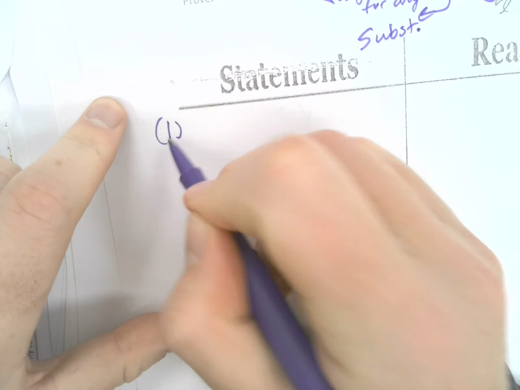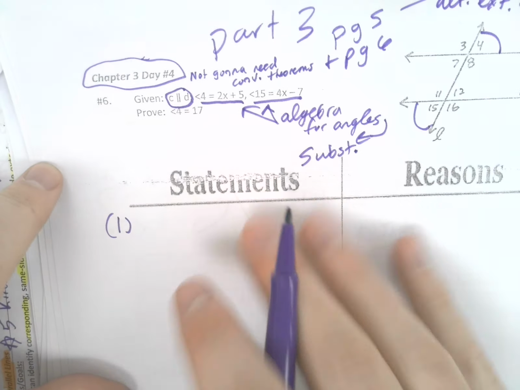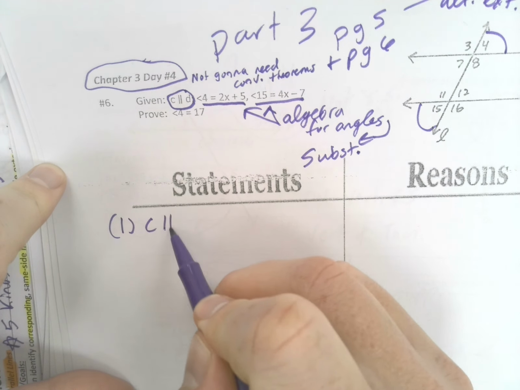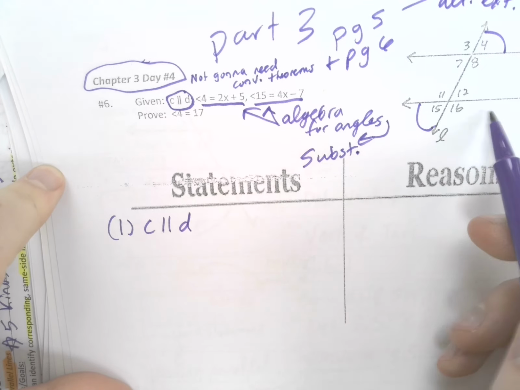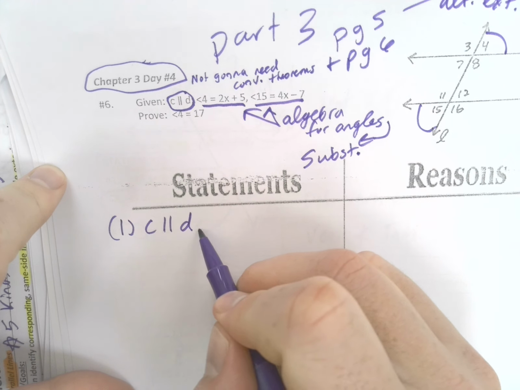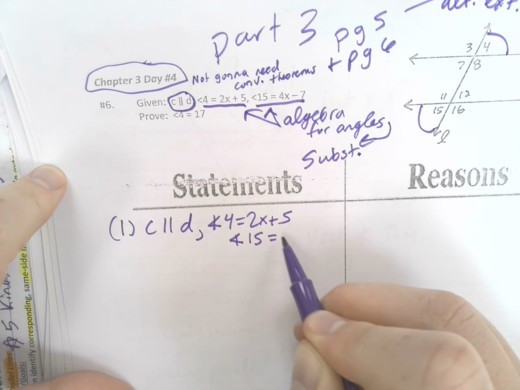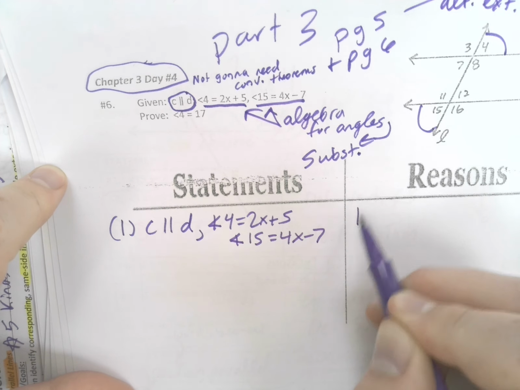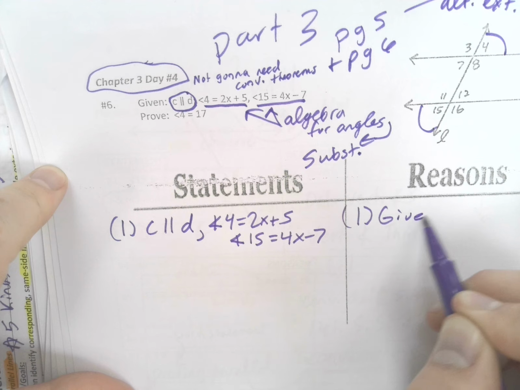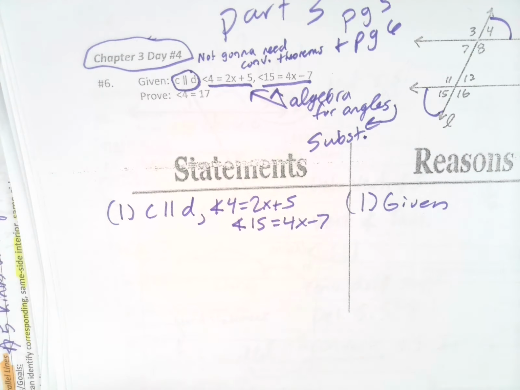So statement 1, see if I can keep this all in picture. We know C is parallel to D. These two lines are parallel. We know that angle 4 is going to be equal to 2x plus 5. And we know angle 15 is going to be equal to 4x minus 7. And again, the reason for that is because they gave it to us. That's given.